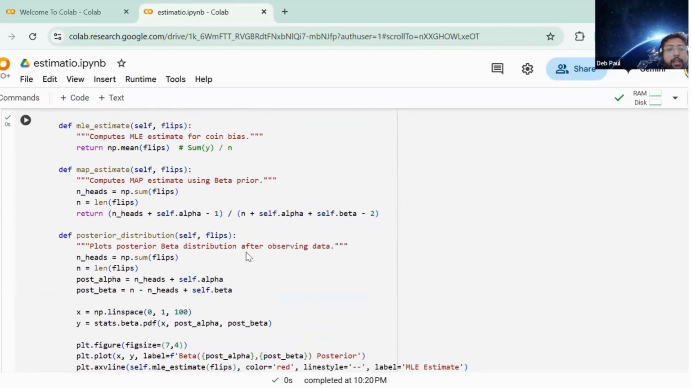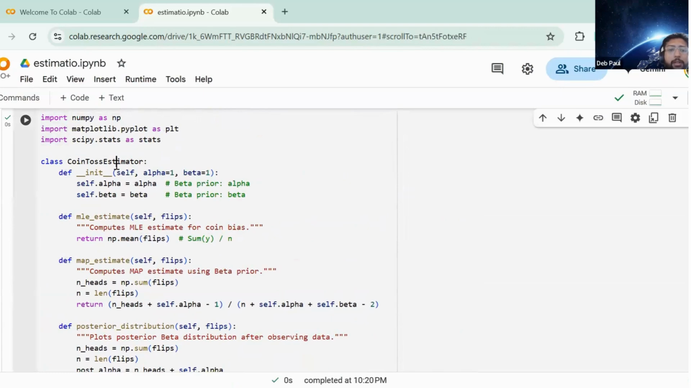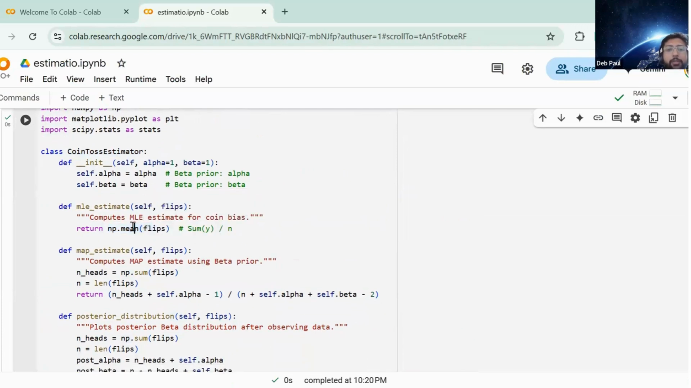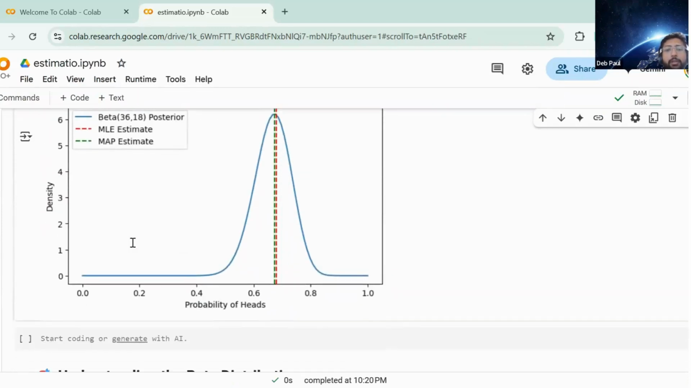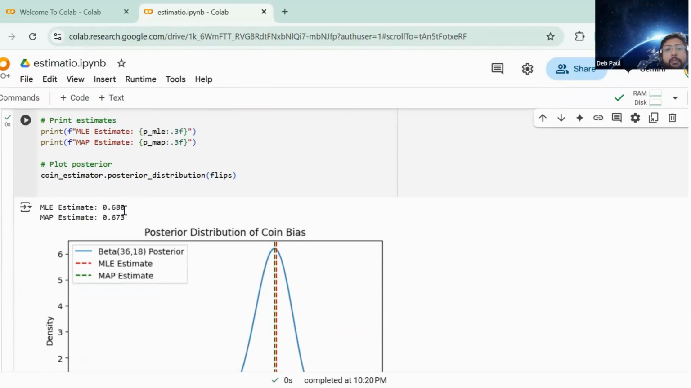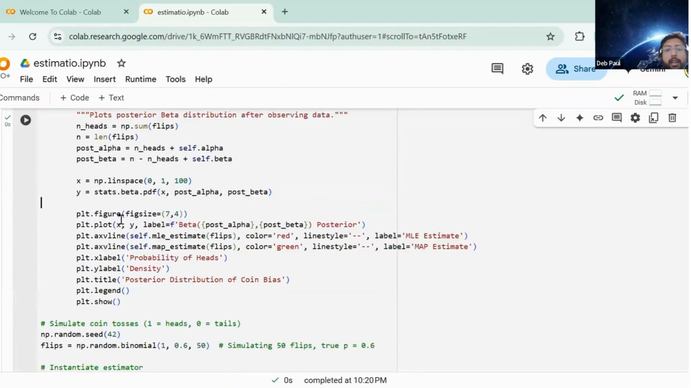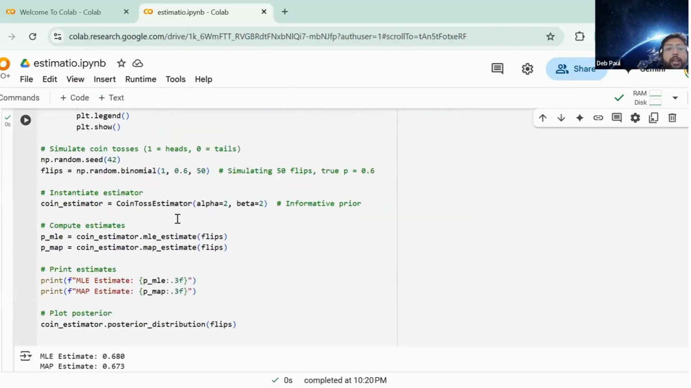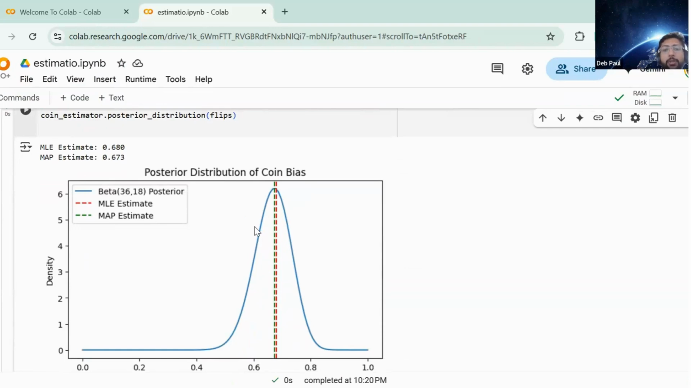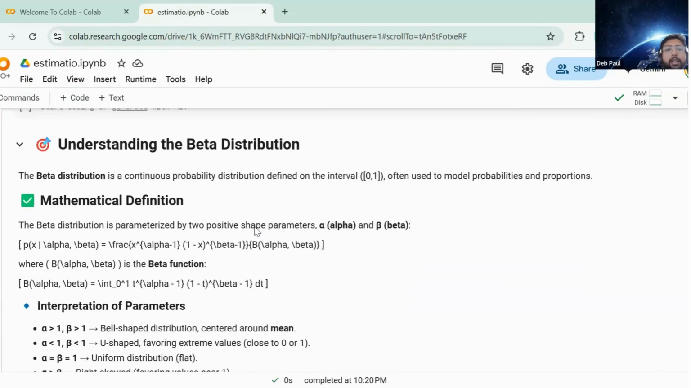So, for example, here I'm defining a coin estimator, and if I have some number of flips, then I take the mean of the number of flips. Then we can also do a MAP estimate, so you can do MAP versus MLE from this, right? You can play around with it, simulate, and add more flavors to it. But this will give you the two different estimates, MAP versus MLE.